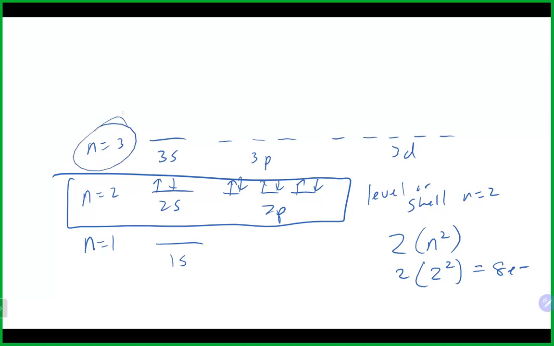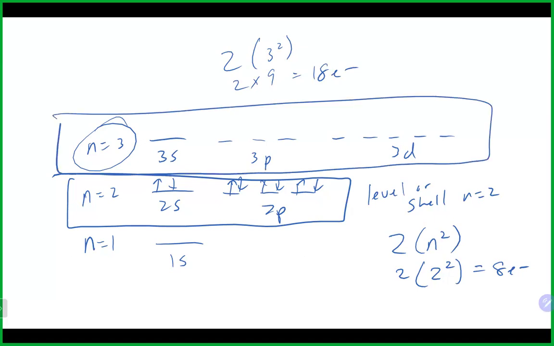If you did the third energy level, 2 times 3 squared. 3 squared is 9. 9 times 2 is 18 electrons if you filled up that entire shell, which would consist of everybody that is there. Any questions on that there?